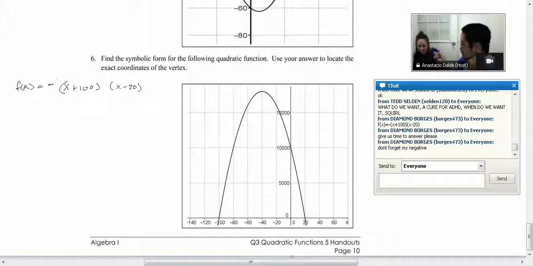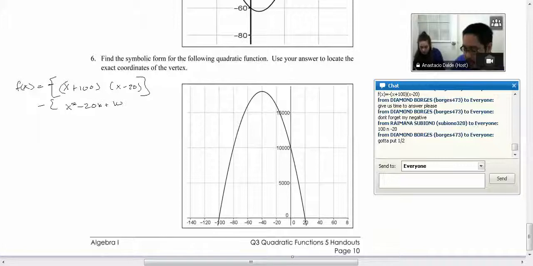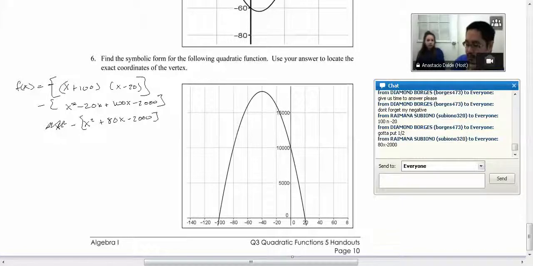But here's the problem that we still have. Is this big enough? What I mean is, let me FOIL it out for you. Ready? It's not that hard. I'm going to keep that negative out in front, so I'm going to do it inside here: x squared minus 20x plus 100x minus 2,000. I got 2,000 from 100 times 20. So I have negative x squared... okay, wait. Negative x squared plus 80x minus 2,000. And if I distribute in the negative, I have negative x squared minus 80x plus 2,000. We cool with that?